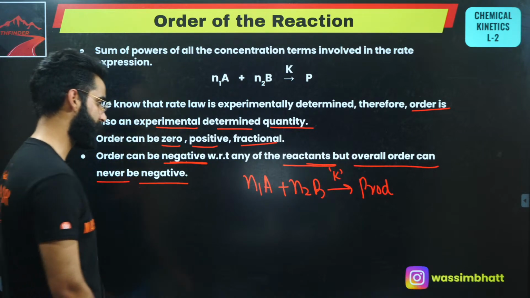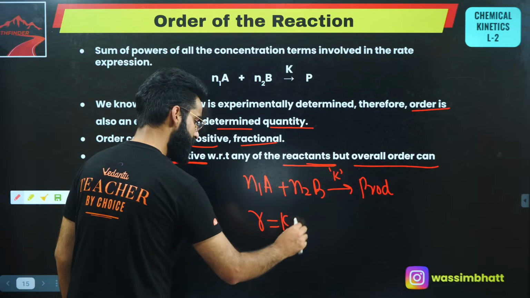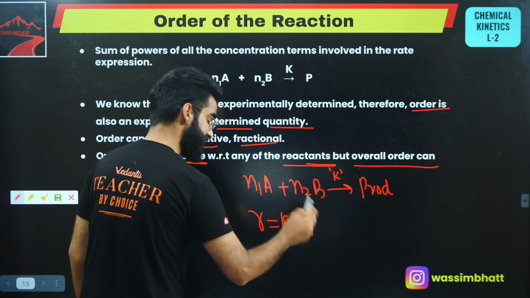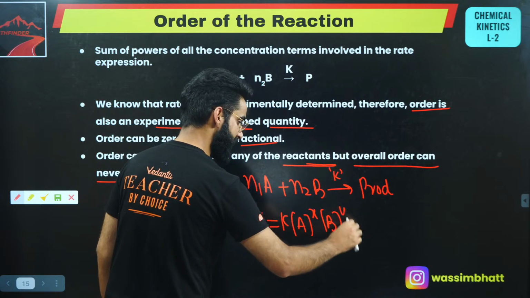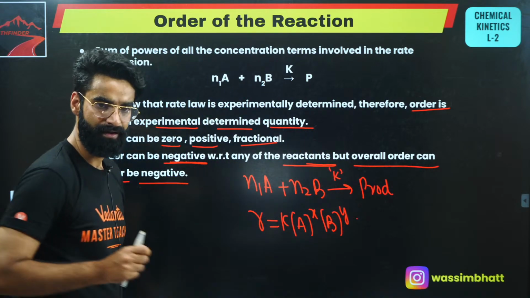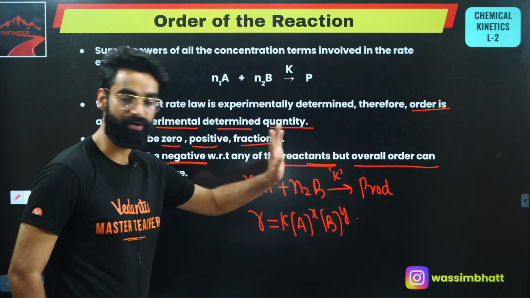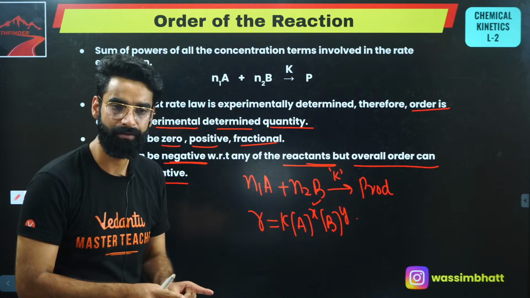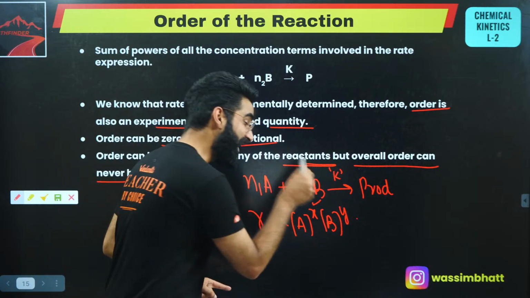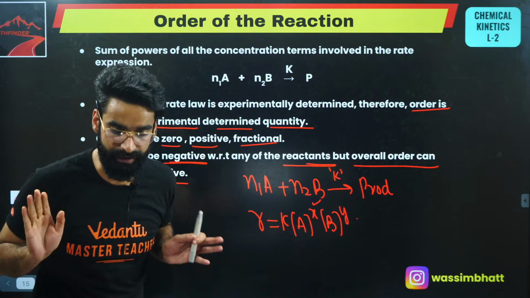Now, in order to calculate the order, I need to write the rate law. R is equal to K multiplied by concentration of A raised to X, multiplied by concentration of B raised to Y. This X is what I call the order of reaction with respect to A. Y is the order of reaction with respect to B. Remember, X can be negative, Y can be negative, but X plus Y can never be negative.